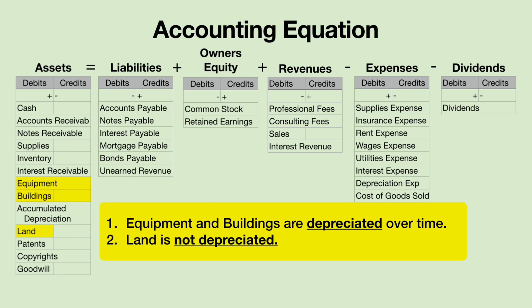So equipment, if we buy a big truck, we'll put it in the equipment account, or we could name it truck account, and then we will gradually move it from the asset category over to the expense category a little bit each year. And that's what depreciation is, moving from an asset to the expense category, your long-term assets.